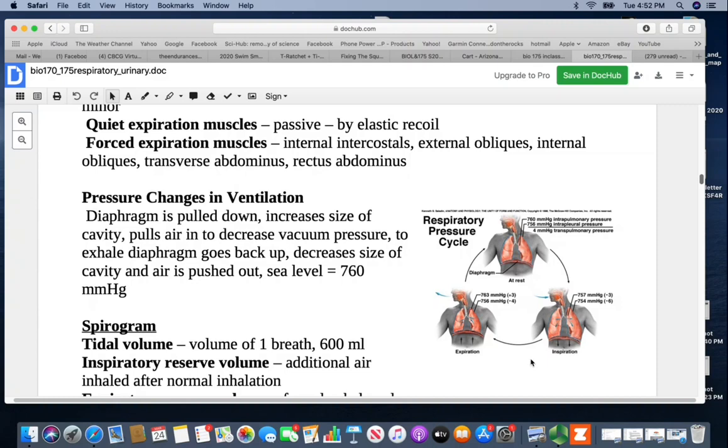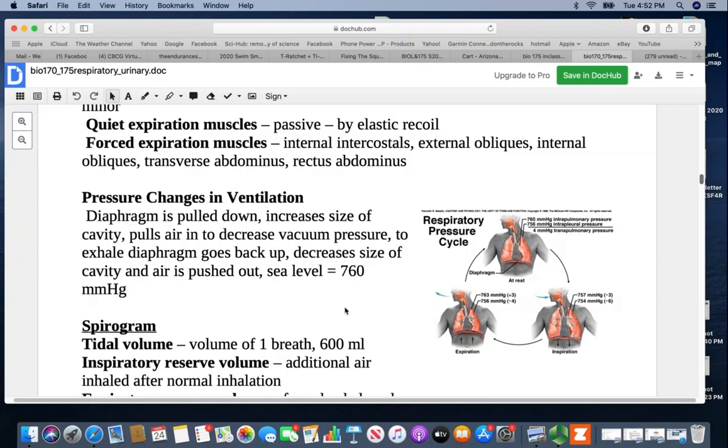When we go to exhale, the diaphragm is going to go back up. That's going to increase the pressure. So here it's showing the pressure going up to 762 millimeters of mercury. That's going to be used to push the air out. So this cycle will go back and forth.